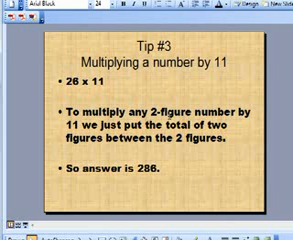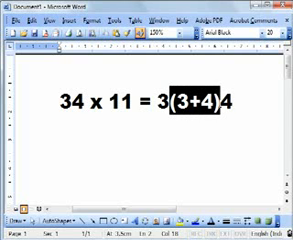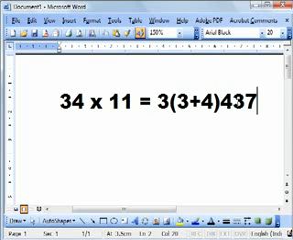So this is what is actually meant by that rule. To multiply a two-figure number by 11, we just put the total of the two numbers between the two figures. That is what we have just done. So we just put the total of the two numbers in between these two numbers. That's it. So the answer is 374.